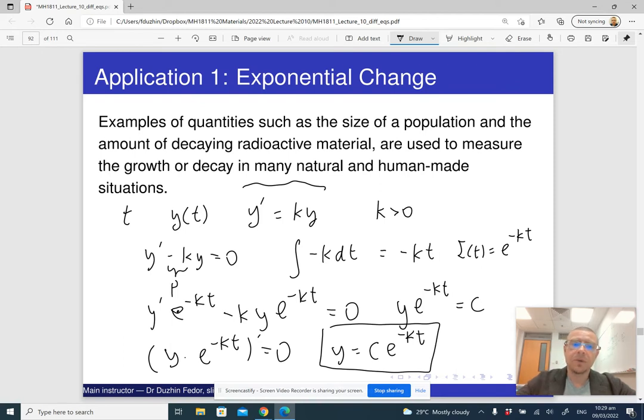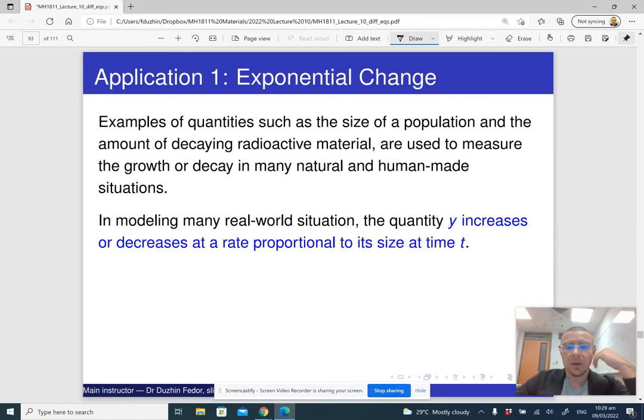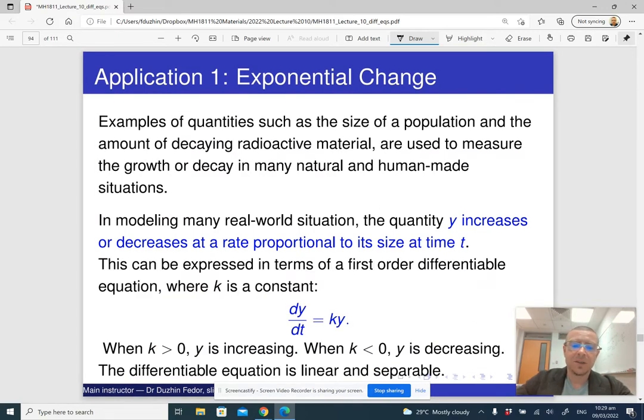So if we want to model the population whose rate of change is proportional to the population itself, then this is how we can solve the differential equation. So basically, that's the idea. So the equation is dy dt equals ky. And notice that this equation is linear and separable at the same time. So I have just solved it as a linear equation. So I have applied the method of integrating factors to solve it, and it works.